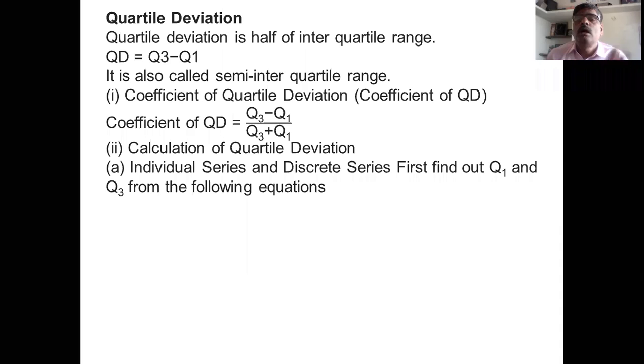Quartile deviation is half of the interquartile range. Lower quartile means Q1, upper quartile means Q3. The difference between Q3 and Q1 is the basis of quartile deviation. It is also called the semi-interquartile range. It is very simple. First you calculate the quartiles Q1 and Q3, then take Q3 minus Q1.